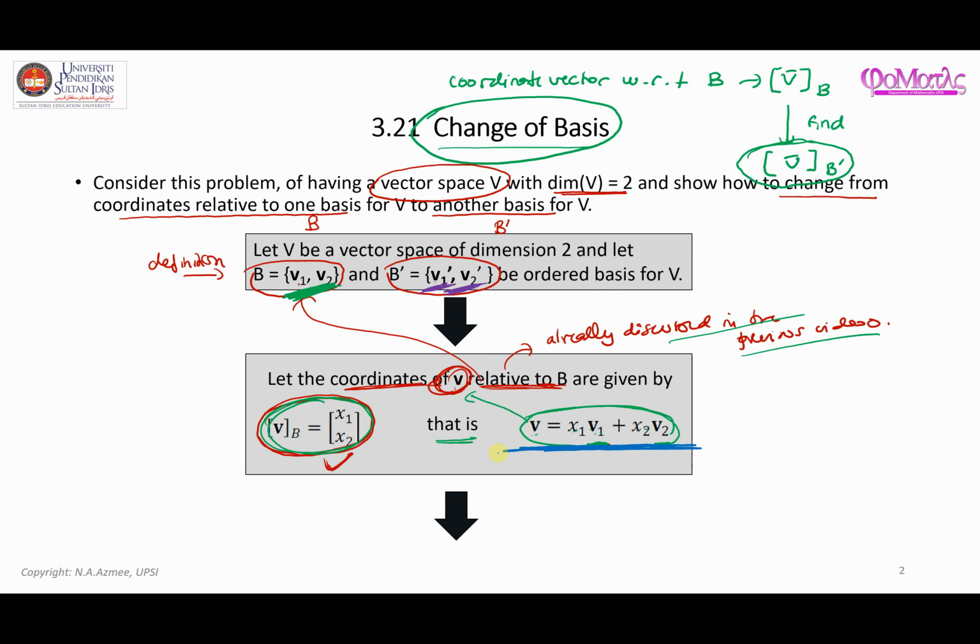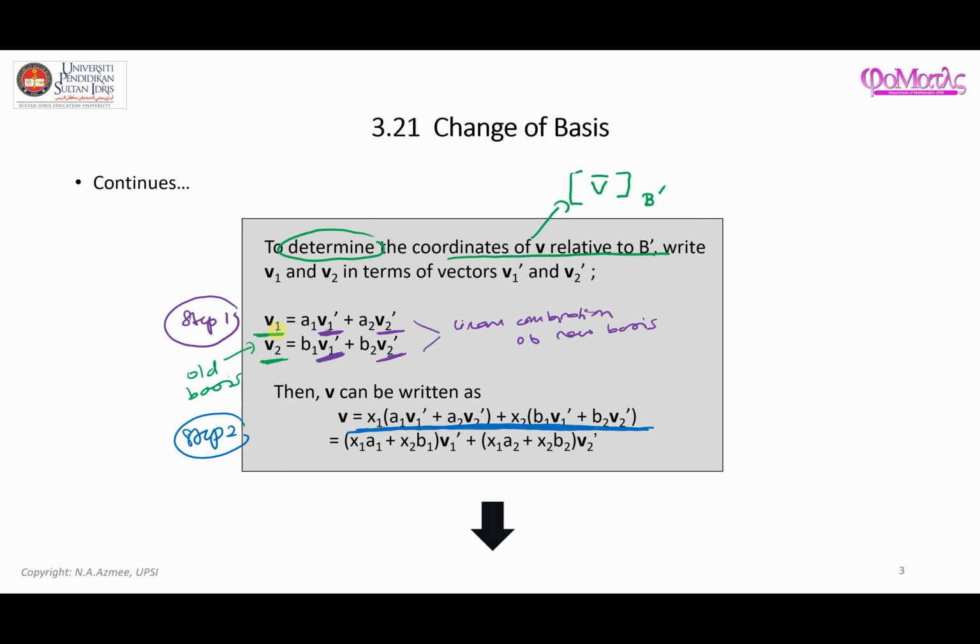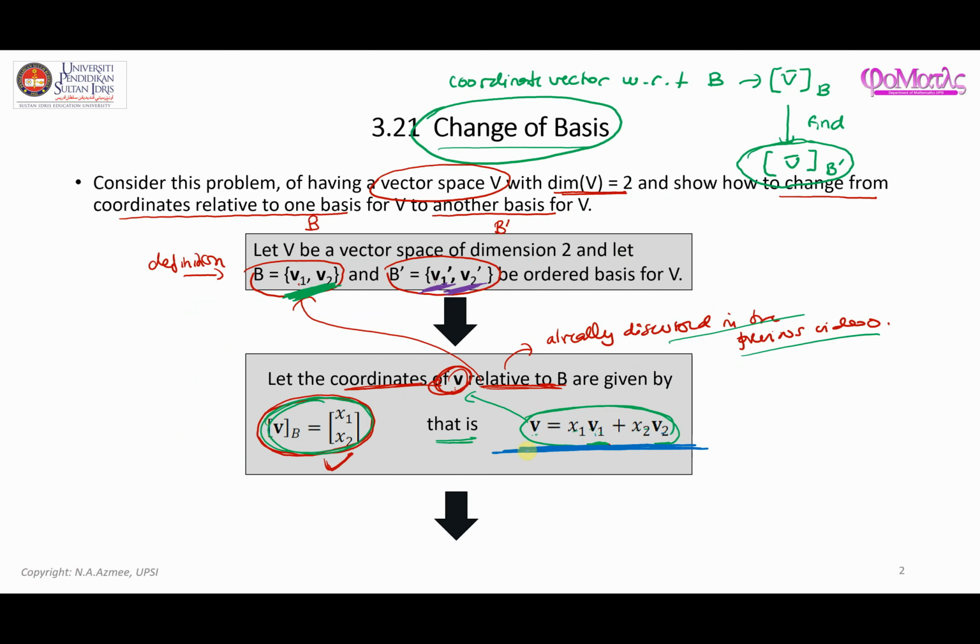So from this equation, notice that we have vector 1, vector 2 from the old basis. But now, since we have written vector 1 and vector 2 as linear combinations of the new basis, we can just replace them. Here, vector v is equal to x1 vector 1 plus x2 vector 2. So where does this come from? This comes from this part here.